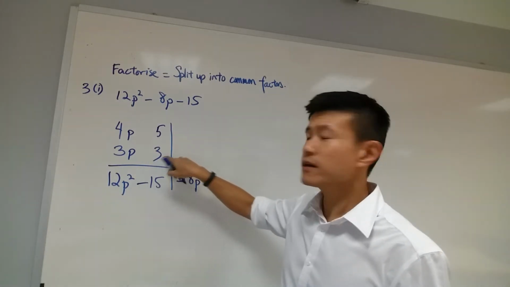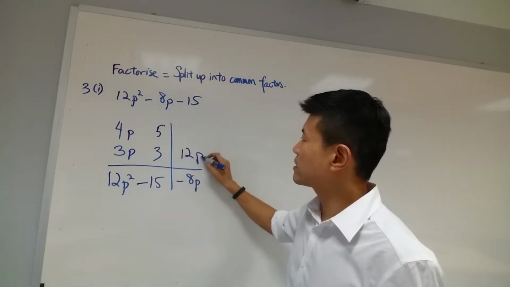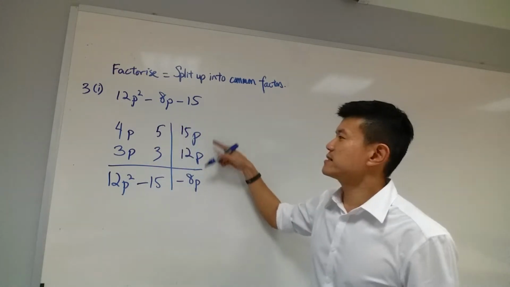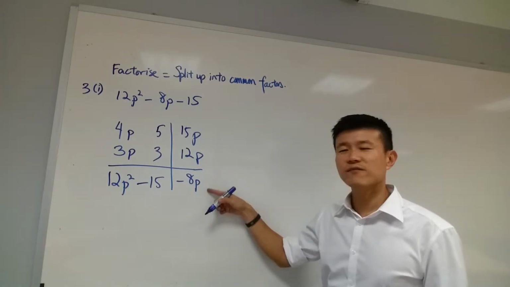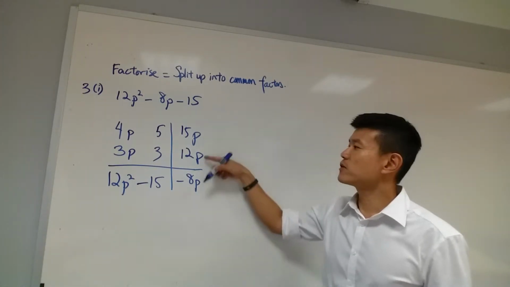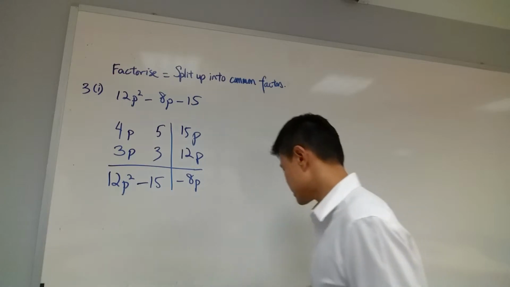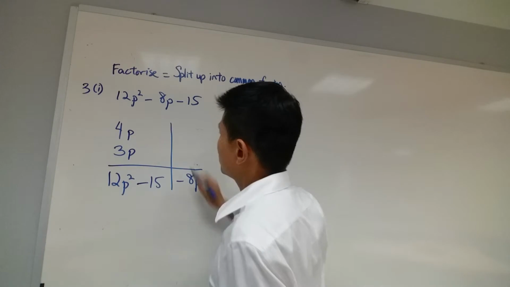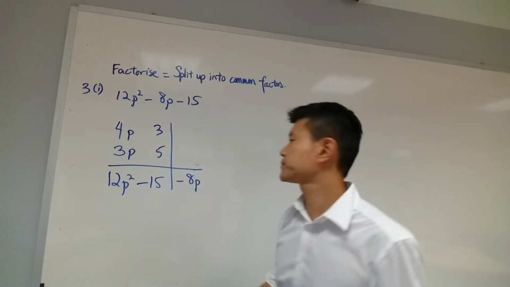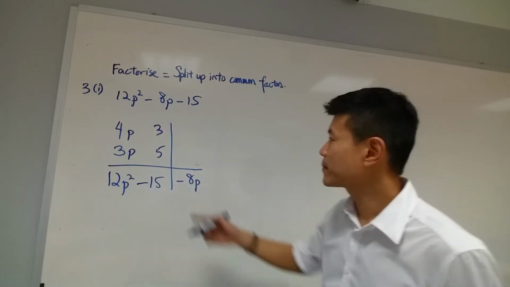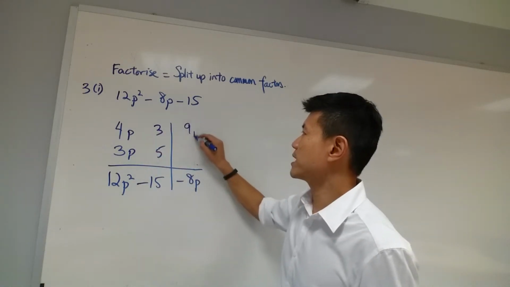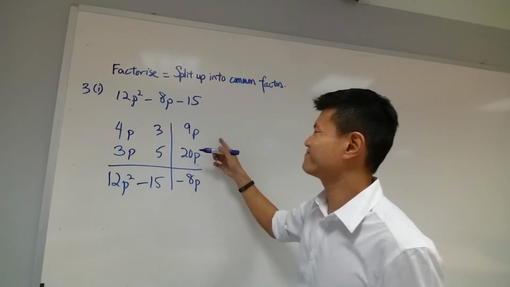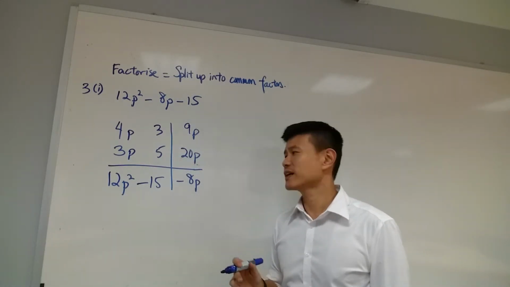4p times 3 is 12p, and 3 times 5 is 15p. Is there any combination of 15 and 12 that can give me negative 8? No. So this combination is not quite correct. What about 3 and 5? I don't know, but let's try anyway. 3p and 3 gives me 9p. 4p and 5 gives me 20p. It still doesn't quite work out.